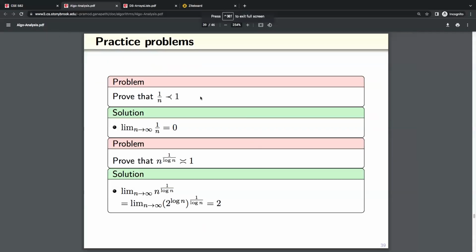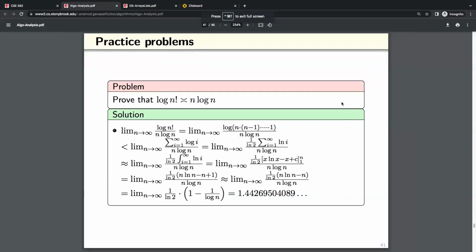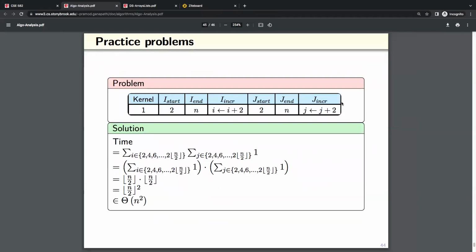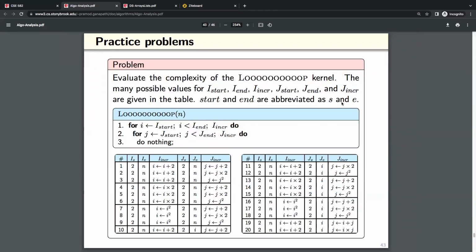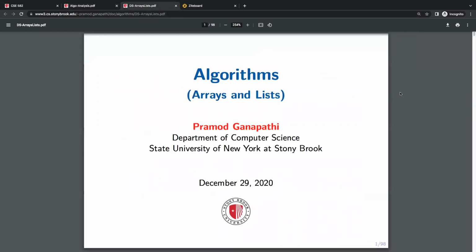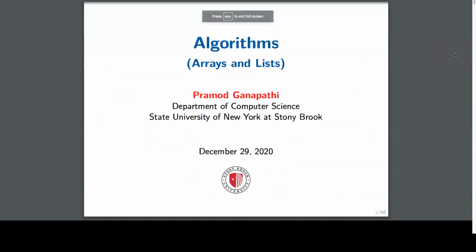Fine. I think we are done with analysis of algorithms. We covered this. So try to write the remaining complexity analysis. This is given in your homework also. Okay, let's move to arrays and lists.